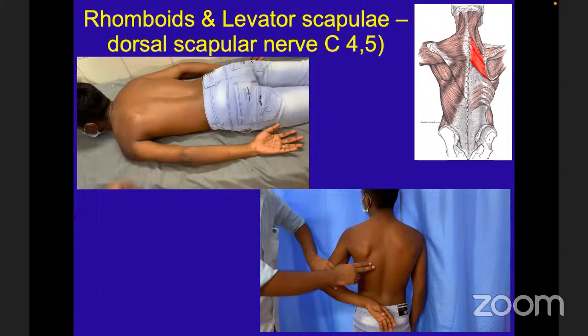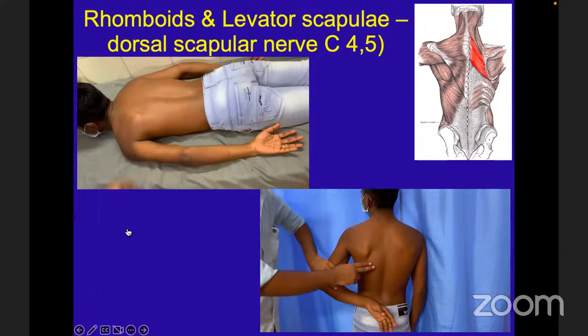So if you check this nerve and the muscle, you can say that this patient has a preganglionic injury. These roots are avulsed, so this muscle is not working. Or if this muscle is working, then there is no injury to the roots. What are the roots? Can be C5 or C6. We come to that. So now we'll check the rhomboids and levator.